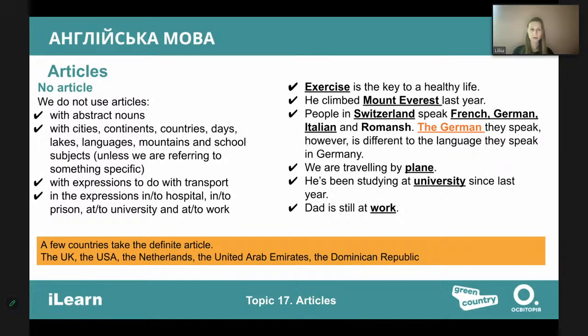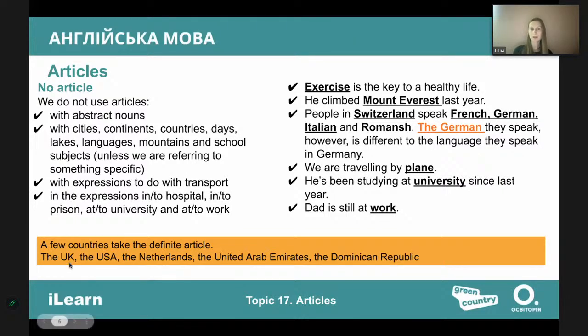And pay attention that some countries actually need articles. It's easy to understand whether we need the or not, depending on the type of country. So if it's something like a collective name, збірне поняття, or it's some union, for example, or it sounds like a plural, Netherlands, Nederlanden, kind of many, but still one country, yeah? Then we need the article the.